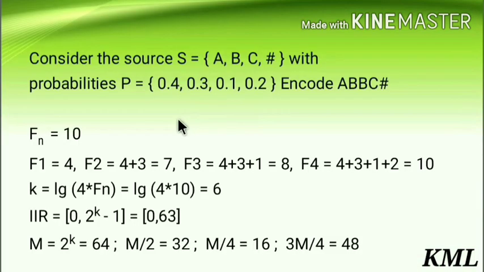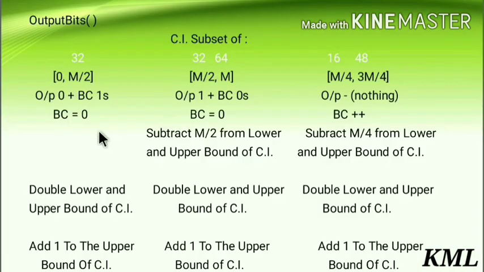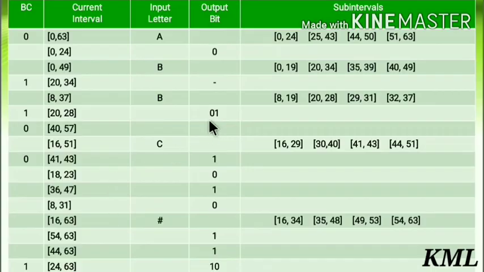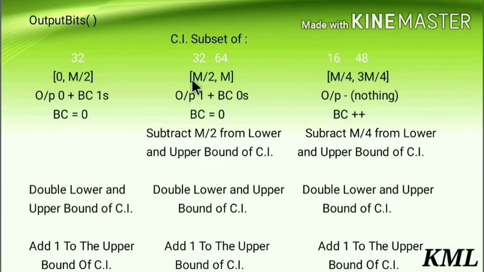Next, what you do is set bit count to 0 and double and add 1 to the upper bound. So your bit count is 0 now. In the next step, you double: double of 20 is 40, double of 28 is 56, and add 1 to the upper bound, so you get 57 here. Now check this new current interval with the algorithm. If you see, it falls in this one.